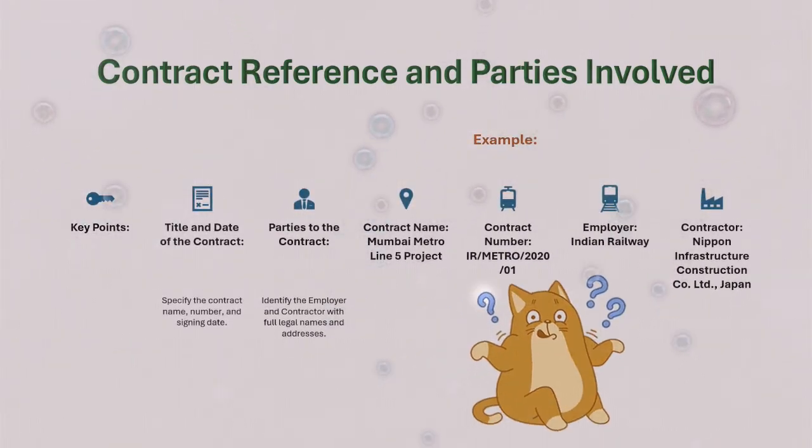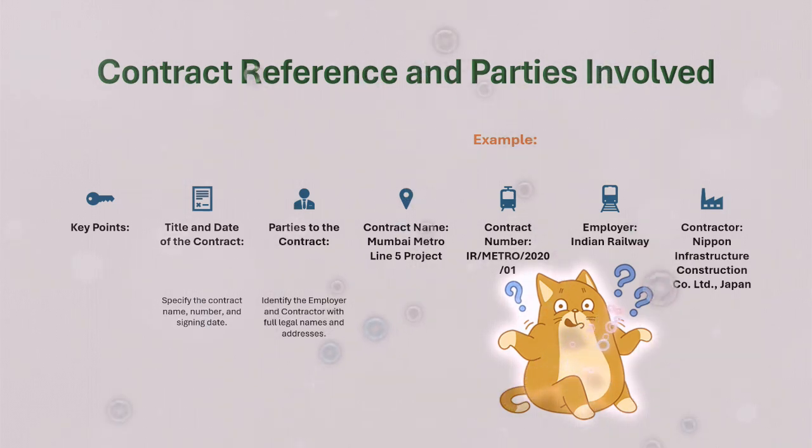Let's start with the basics: contract reference and parties involved. When drafting your termination letter, it's essential to clearly specify the contract's title, number, and signing date. Think of it as setting the stage. Everyone needs to know exactly which agreement you're referring to. Next, identify the parties involved. Are you the employer or the contractor? For instance, in our scenario, the Indian Railway is the employer and the Nippon Infrastructure Construction Co., Limited from Japan, is the contractor. Clear identification helps avoid any confusion right from the start.